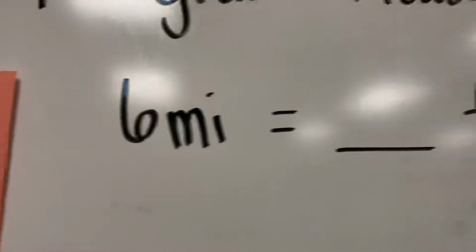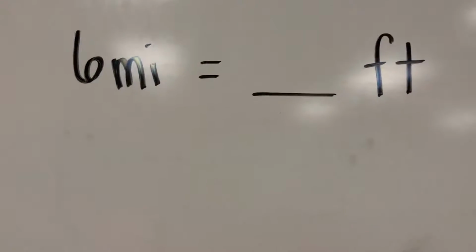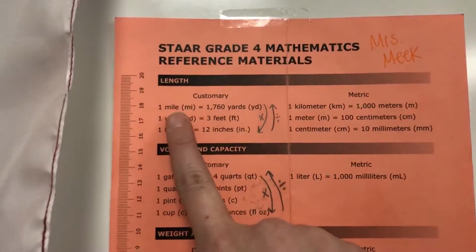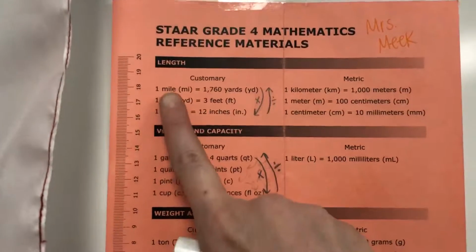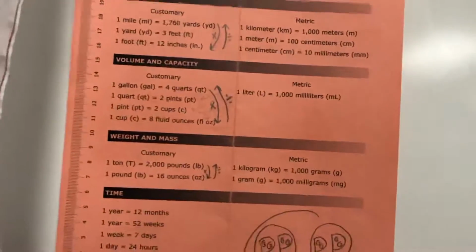So I have to ask myself, am I going from small to large or large to small? I notice that I'm going from miles to feet. So I'm going from large to small. Now the tricky part is, do I multiply or am I dividing?